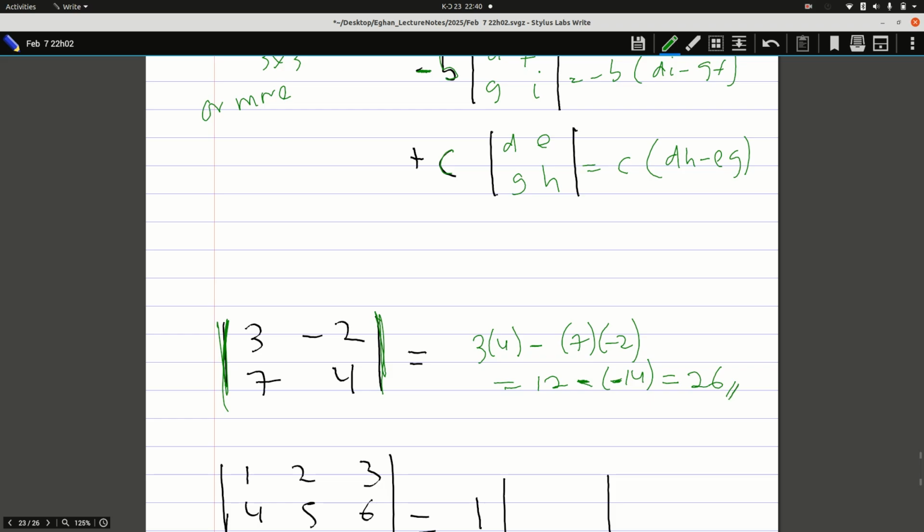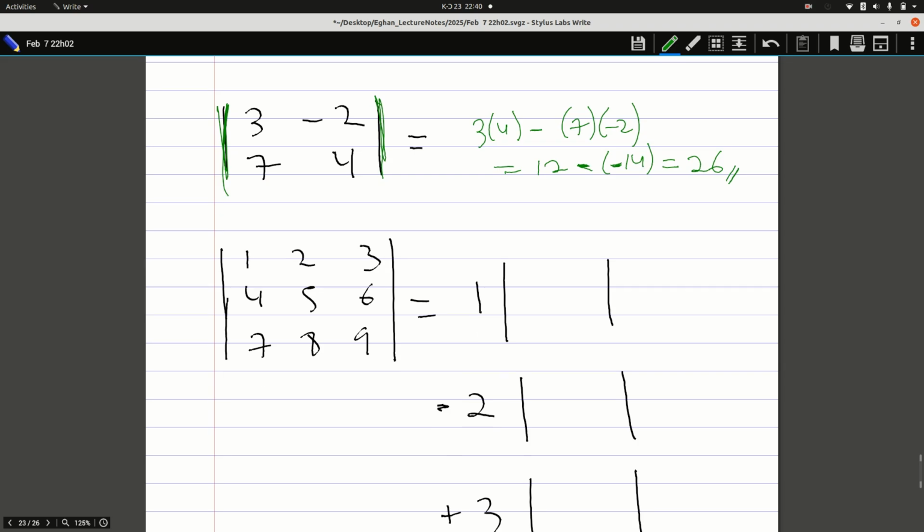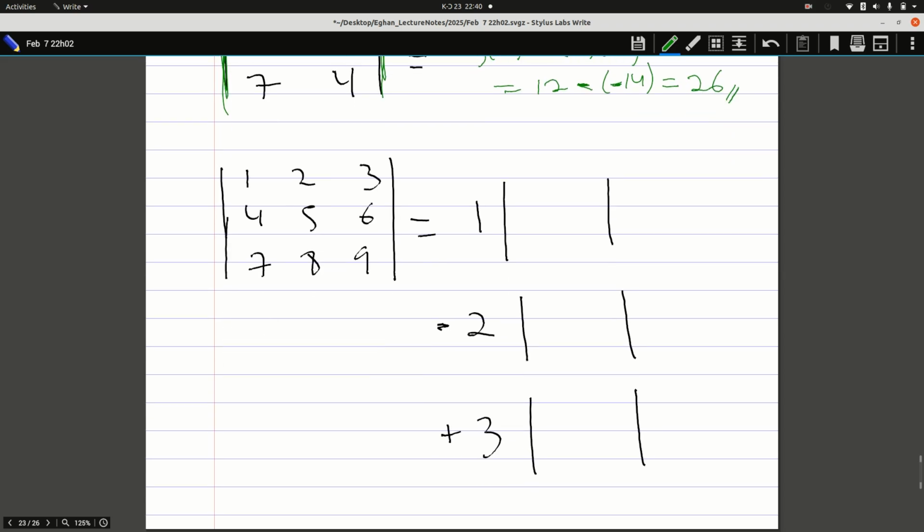Again, you can verify. If I want to go to 3 by 3, what do I do? I'm going to use plus, minus, plus. Okay. So 1 here. I cross this and that. 5, 6, 8, 9. If I take it out and I go to negative 2, I'm going to cross second column, first row. And that's 4, 6, 7, 9. If I want the third position, I take the third column and then first row out. 4, 5, 7, 8. And I find the determinant using 2 by 2.